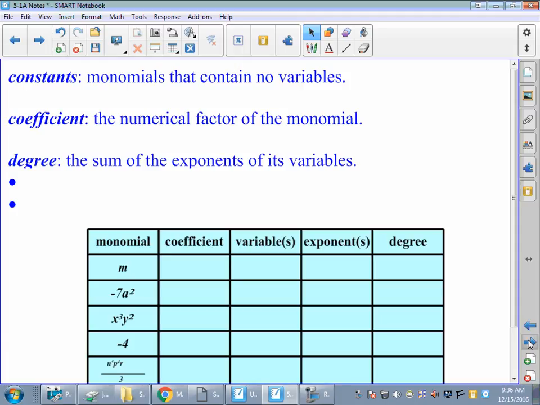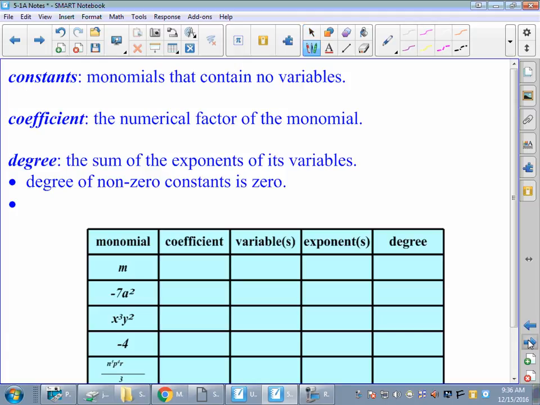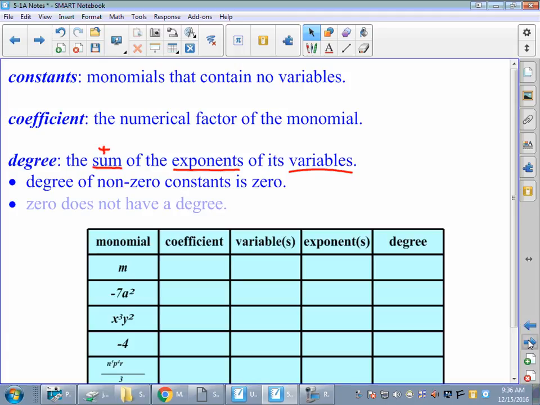And then degree. Degree is a way to sort of rate monomials. You can put things in order when it has degree as a rating. And what you do to find degree is you add up the exponents of the variables. So 3 key words there: the sum, we're going to add up the exponents of the variables. That's how you find degree. Degree of non-zero constants is 0. So if you have a number, there is no variable, so the degree is 0. And 0 doesn't have a degree.